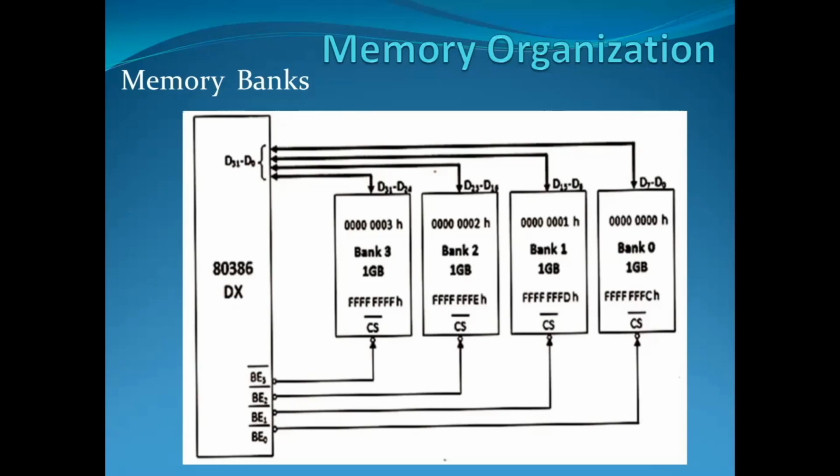It also allows a word to be addressed when two bank enable signals are activated. In most systems, a word is addressed in bank 0 and bank 1, or in bank 2 and bank 3. Memory location 000H is in bank 0, memory location 001H is in bank 1, memory location 002H is in bank 2, and memory location 003H is in bank 3.